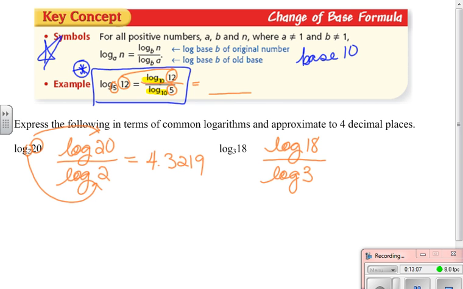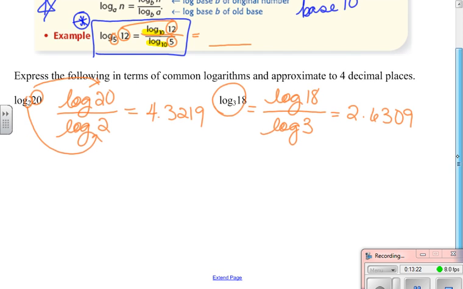In the same way here, if I take the log of 18 and I divide it by the log of 3, that is equivalent to this, but now it is in log base 10, so I can use my calculator and end up with 2.6309. If you want to check your answer, remember what this means. This means that 3 to the 2.6309 power will equal 18.